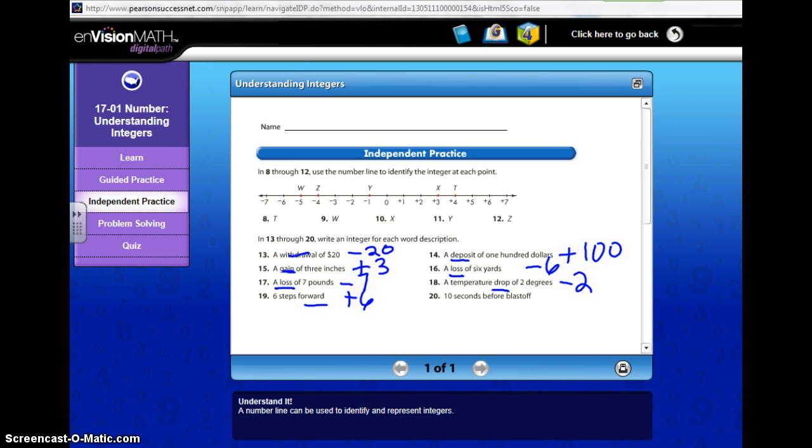Our last example. Think carefully about this. I'm watching a rocket take off. 10 seconds before blast off. Tell me how you would write that as an integer. 10 seconds before blast off. How would you write that as an integer? Daffodil.